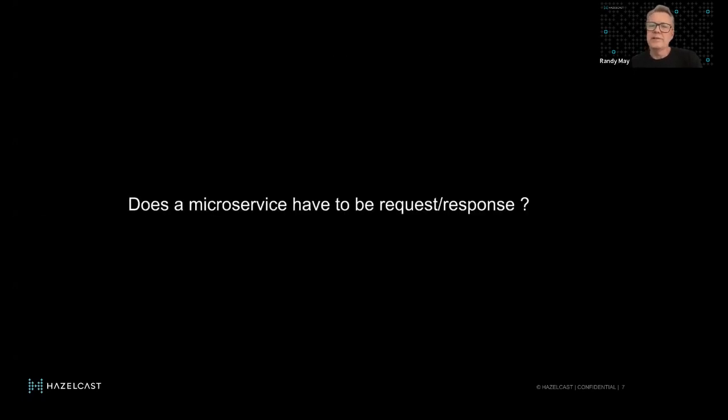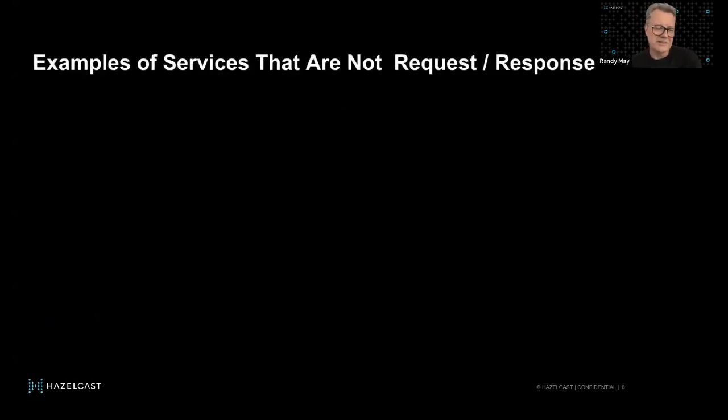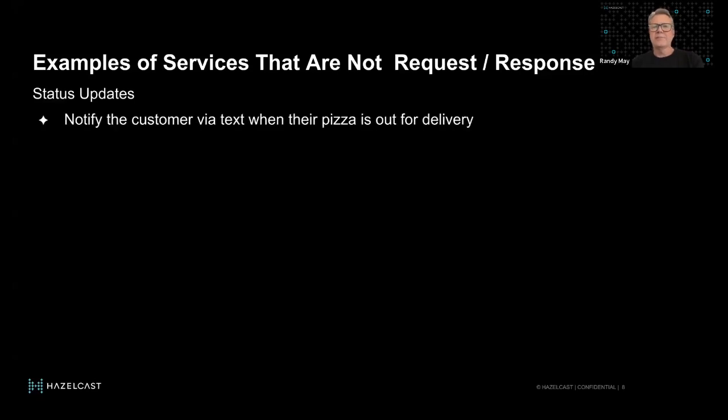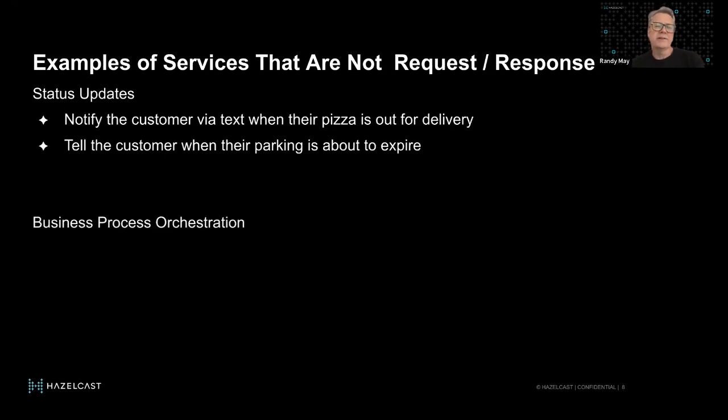And does it have to be request response? Of course, a lot of them are, but I have a few examples here for you of microservices that are not request response. So my answer would be no, unsurprisingly. So think about status updates, like notify the customer when their pizza is out for delivery. Yes, you can write an app that checks the status of the pizza, but really the ideal thing is, as soon as that state change happens in the business, for that status update to be pushed out to the customer, or something like tell the customer when their parking is about to expire.